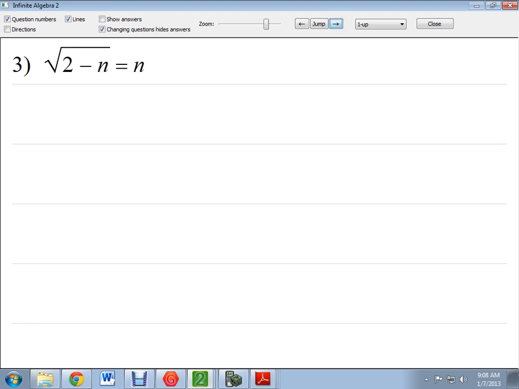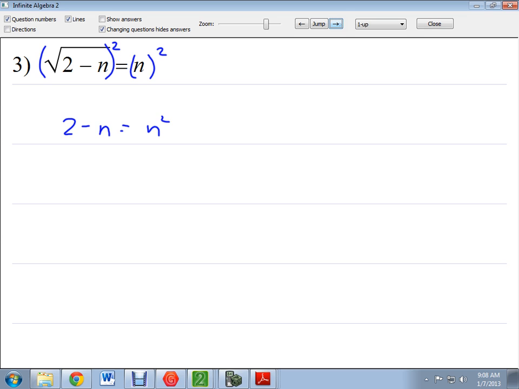It does become more complicated when we start having square roots on one side and other things on the other side, like variables. You have to square both sides once the square root is by itself. Not a hard thing to start with. The square root of 2 minus n squared is just simply 2 minus n is equal to n squared.